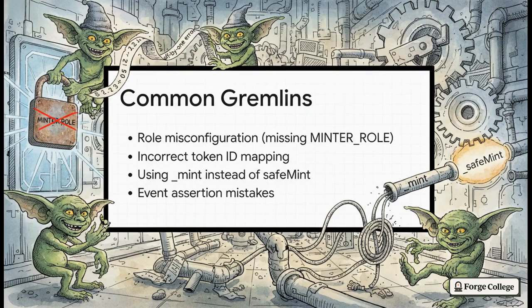Honestly, staring in frustration at a locked digital door usually just means, well, you forgot to give your own test account the minter role. Happens all the time. We also see a ton of off-by-one errors in token ID mappings, cross-contract reverts because someone used the standard _mint instead of SafeMint, or just simple typos in event assertions. Clear these gremlins out first, and you'll save yourself hours of debugging.